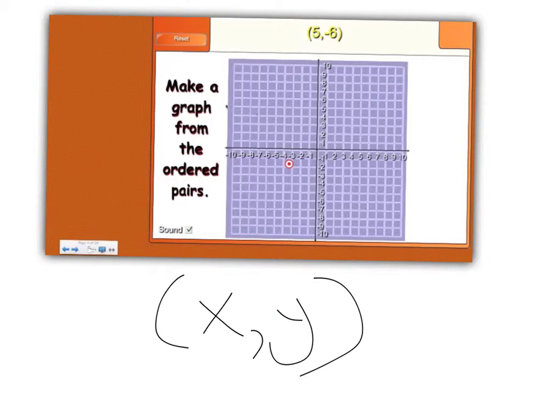And you can take a look at some more of these points. You can try them on your own if you'd like. There's 5, -6. And the next one will be -5, -6. So I'll go to -5 on the x, -6 on the y. And there we go. And you get the idea.